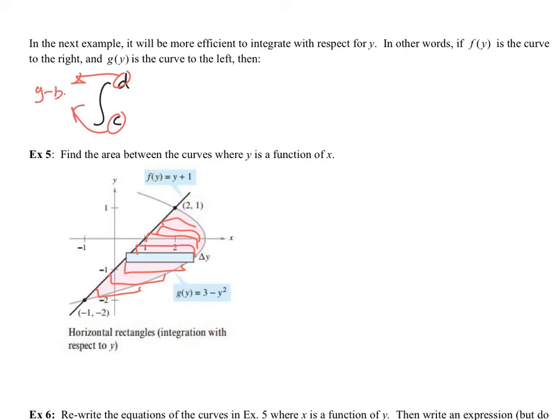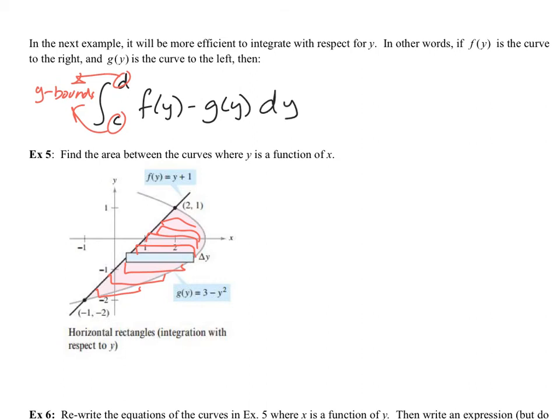So these are y bounds. So let's take the integral from c to d. And remember, f of y was the curve to the right, so that's going to be f of y minus g of y. And this time, since we're integrating with respect to y, we're not going to write dx, we're going to write dy. All right?